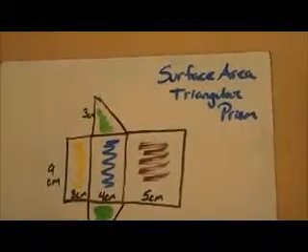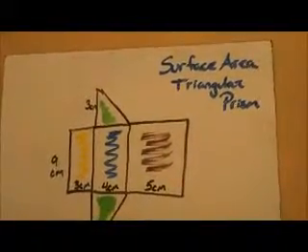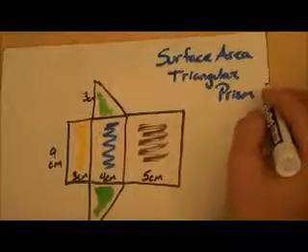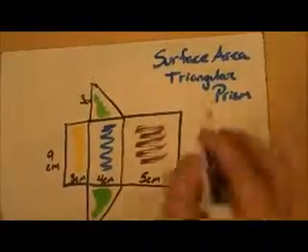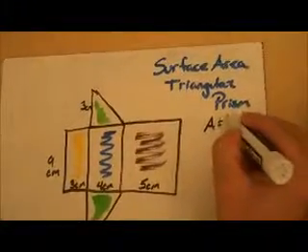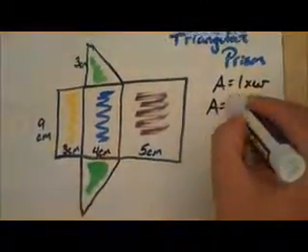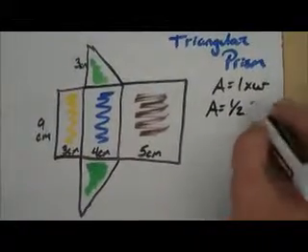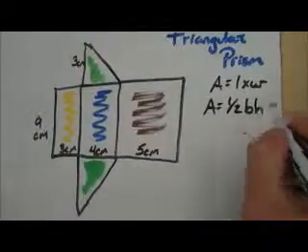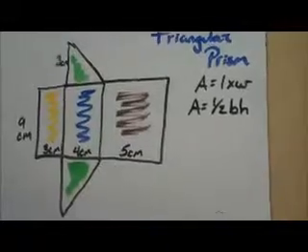Alright, another video: surface area of triangular prisms, or prism, I think we'll leave it. Remember, you are going to need your area formula. Area is length times width. But you also need to remember the one for the triangle, 1/2 base times height. These are what you're going to need to know.